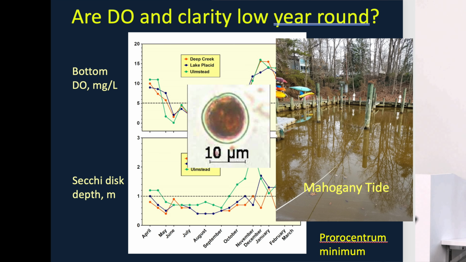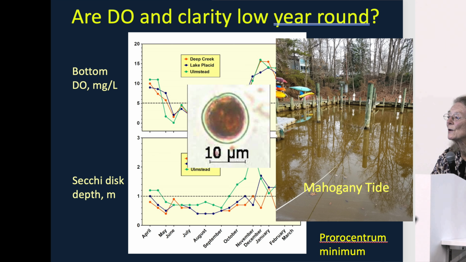A dime is about 1 millimeter thick. So 10 micrometers is about, what do we got? A hundredth of the width of a dime, so microscopic. And these guys come in and they grow like crazy. Again, they only last for a couple of weeks and then they drop out. So that's what we're seeing there with those peaks in salinity, in clarity.